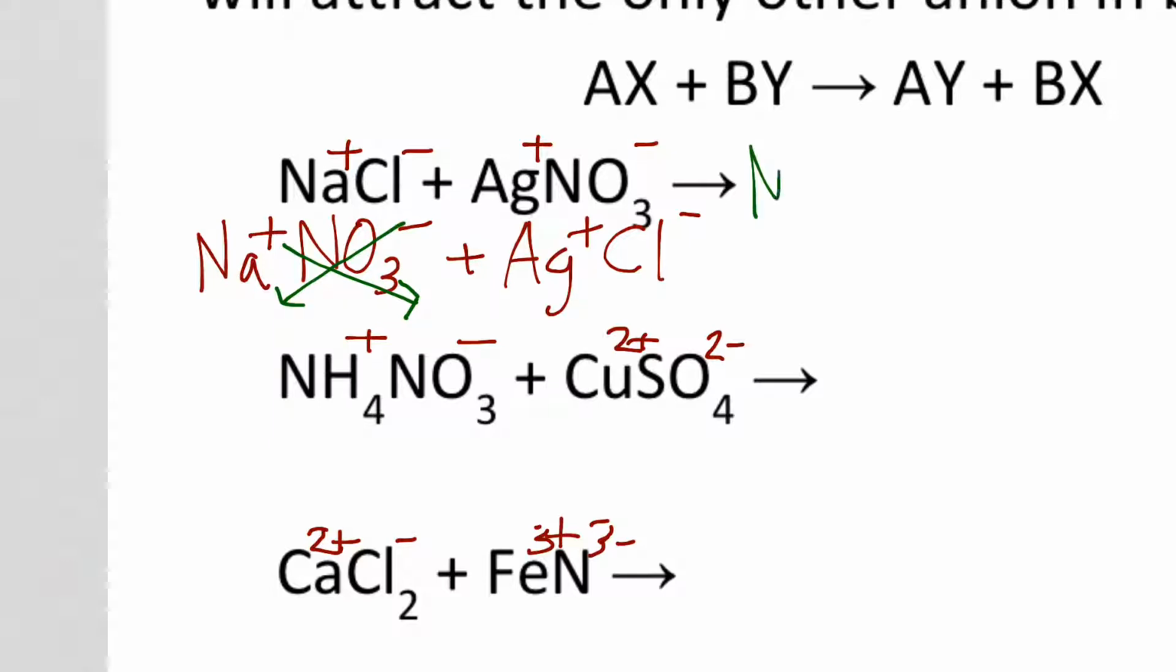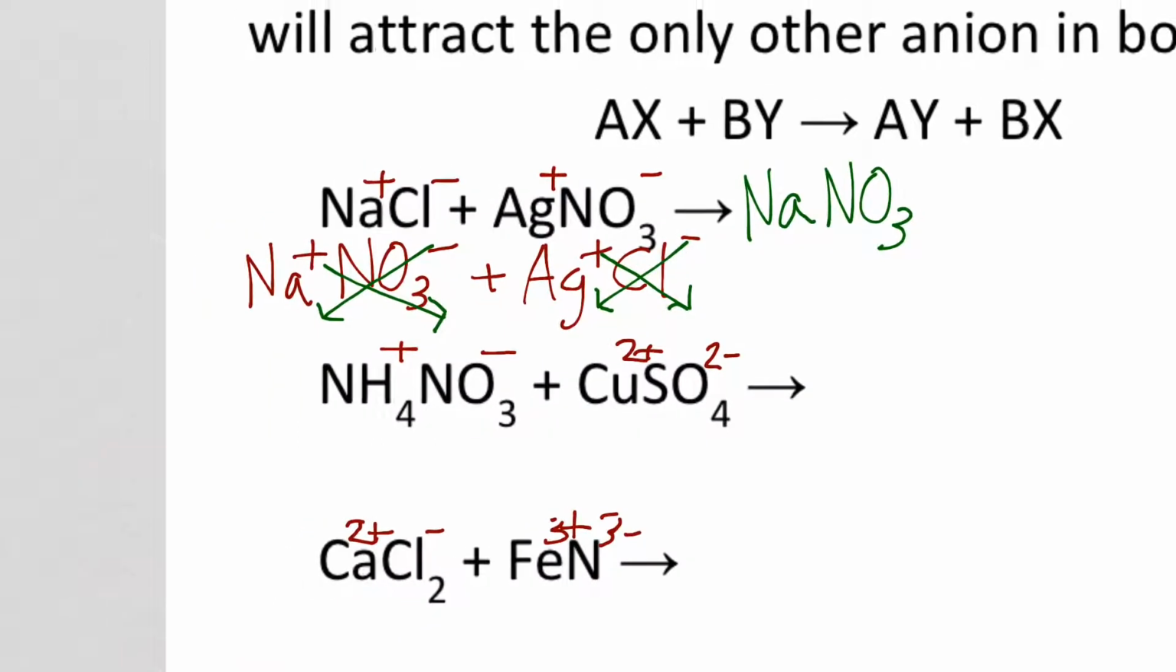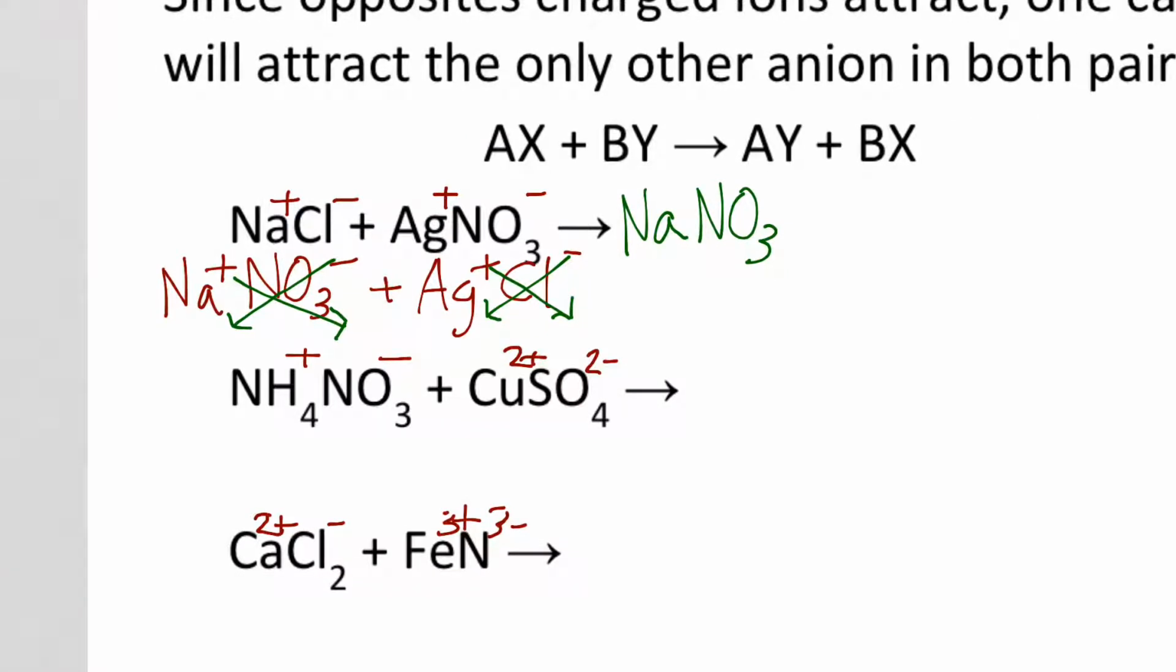So that means we have NaNO3. Likewise, a charge of 1 down here, a charge of 1 down here. Zoom out a little bit. That will give us AgCl. I'm not going to worry about balancing and those kinds of things just yet. We're going to look at just making these complete chemical reactions.